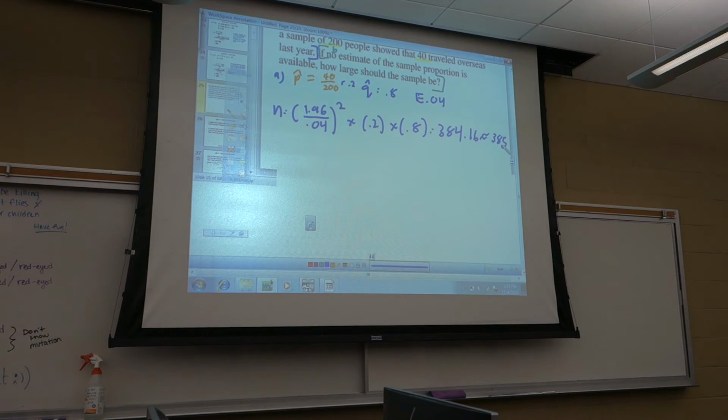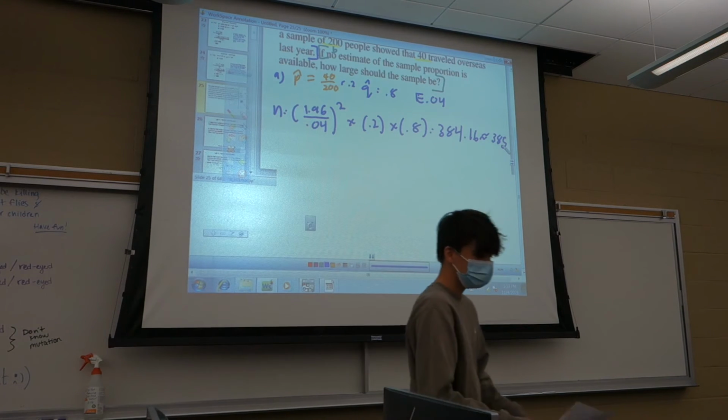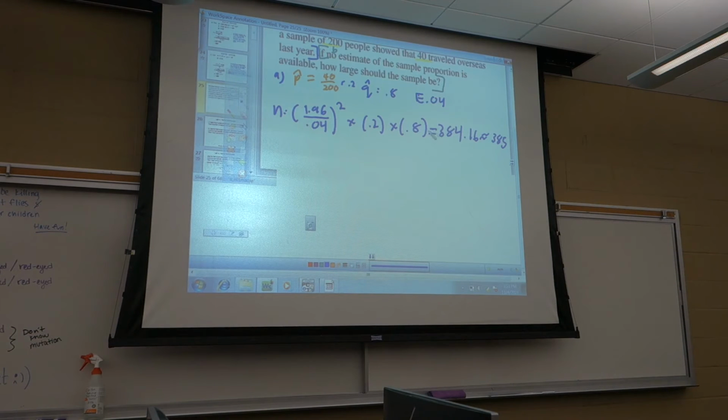All right, everybody, listen up. Nathan's going to explain what he did. So Nathan, go ahead. So I found the p hat and the q hat, 0.2 and 0.8. And then I did 1.96 over 0.04 squared times 0.2 times 0.8, which got 384.16, which is 385. Yep, you have to round up to the next whole number.